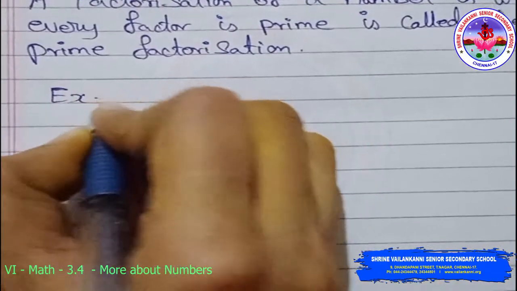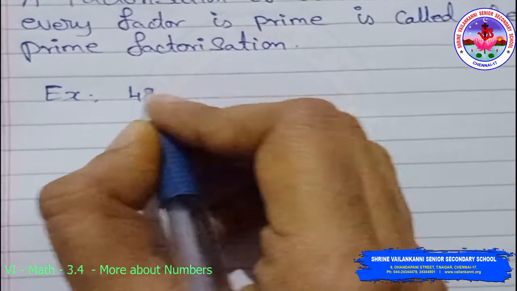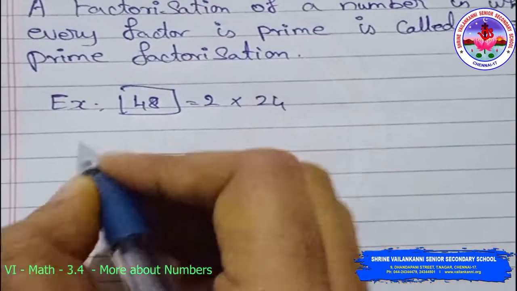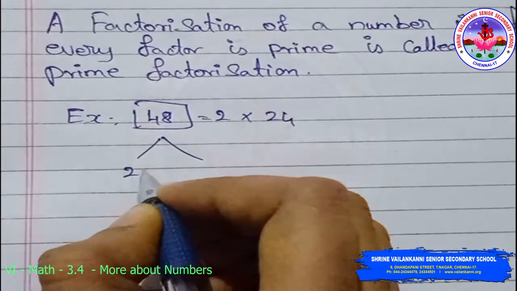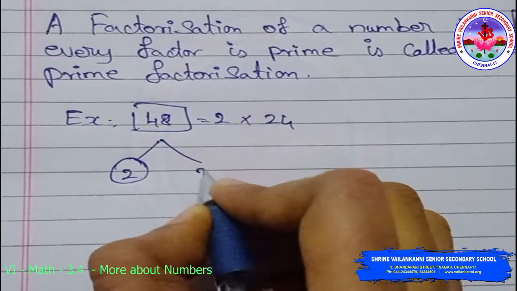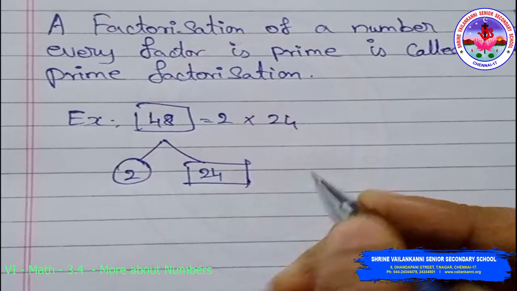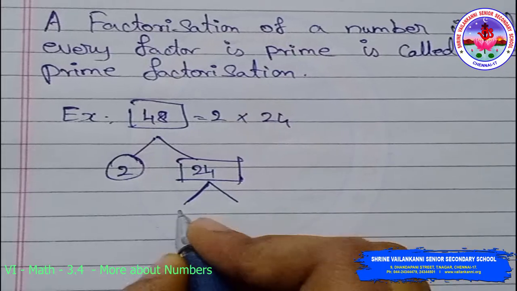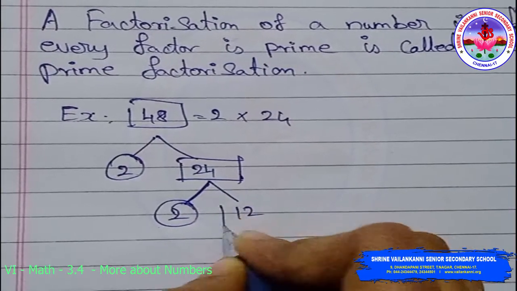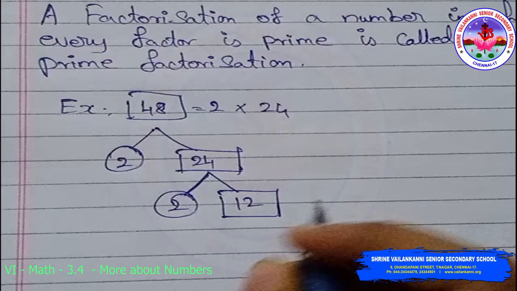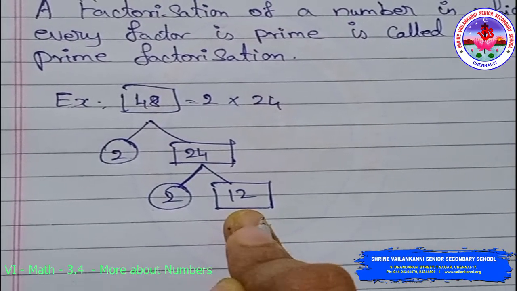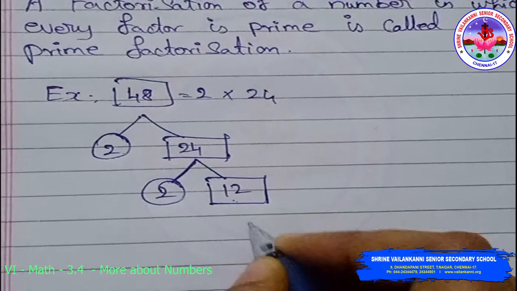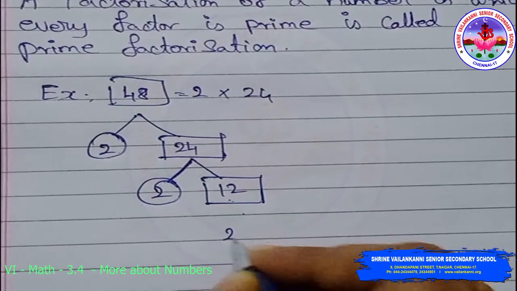Example: 48. The first value is 2 into 24. Here 2 is a prime number, so it is represented in a circle. 24 is a composite number, represented in a square. So you can find the factors of 24 now: 2 into 12. 2 is a prime number, 12 is a composite number. Now find the factors of 12, that is 2 into 6.